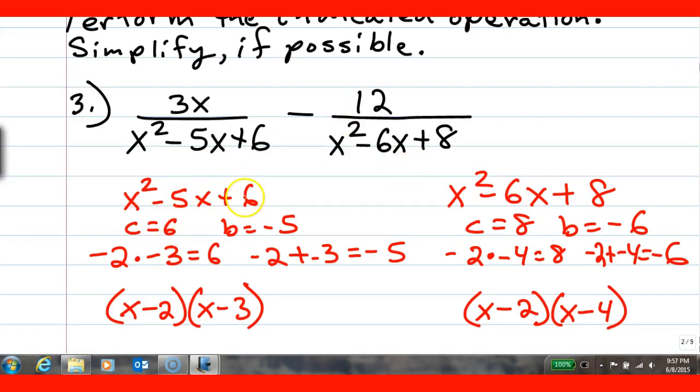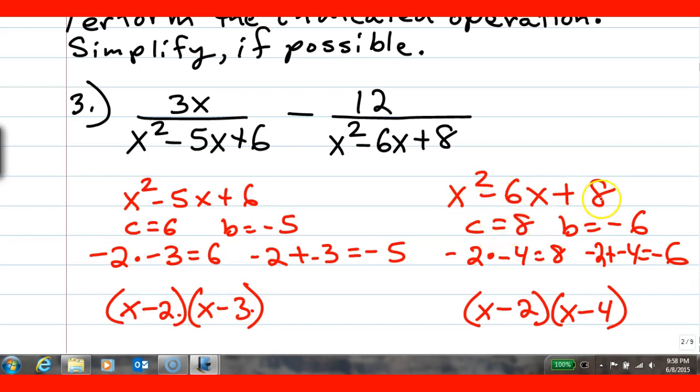So I pull out the C position on the first one, which is a 6, and the B position, which is the negative 5. I find that a negative 2 times a negative 3 makes a positive 6, and a negative 2 plus a negative 3 makes a negative 5. So here are my two factors, so I'm going to take that x, break it apart into each binomial, and then plug in those factors. So x minus 2, x minus 3. That one's factored.